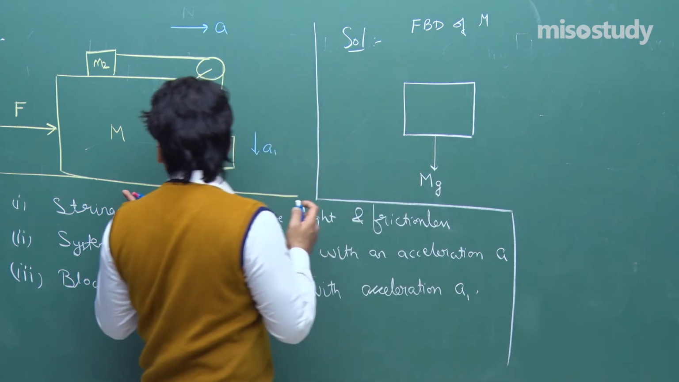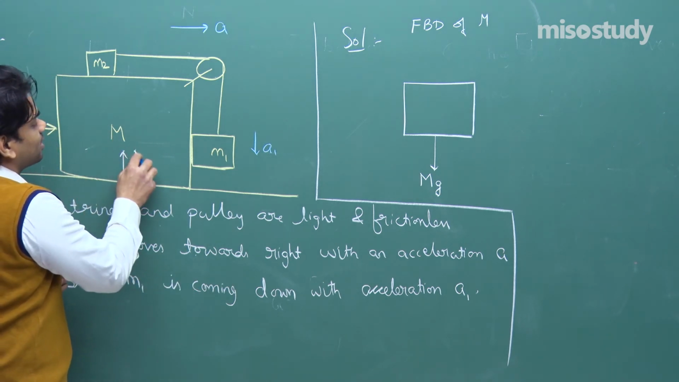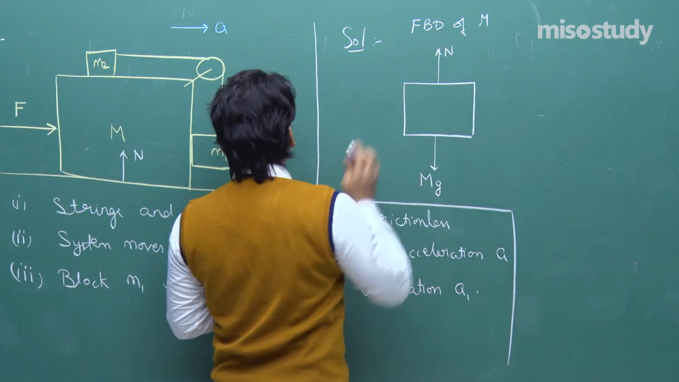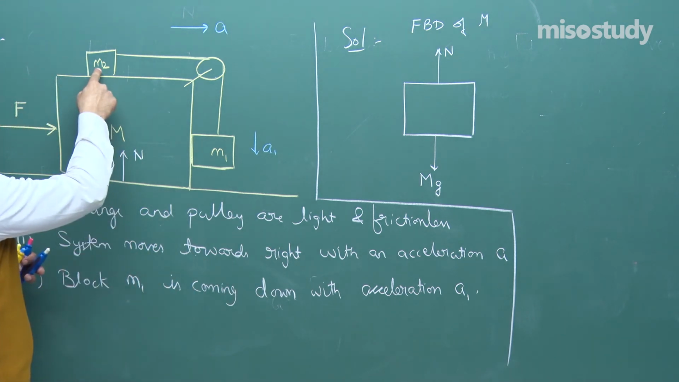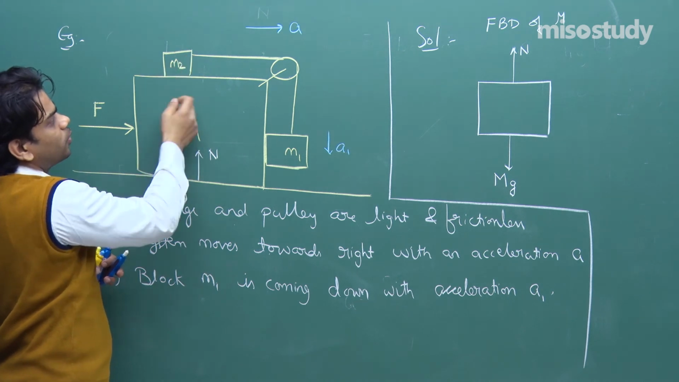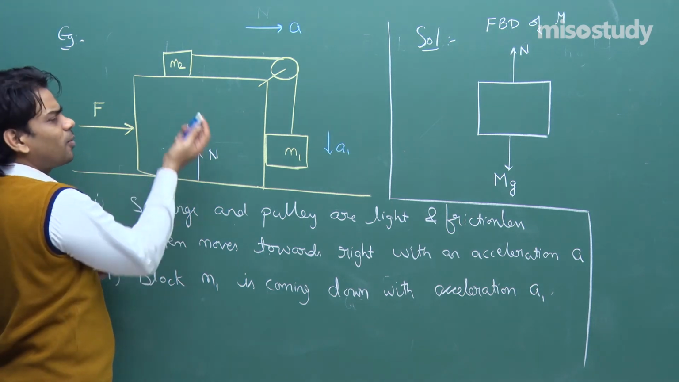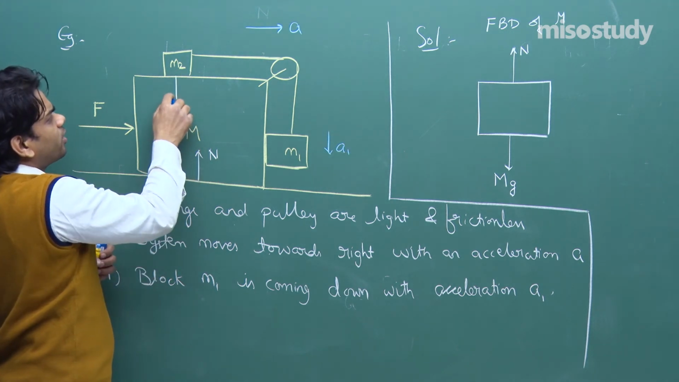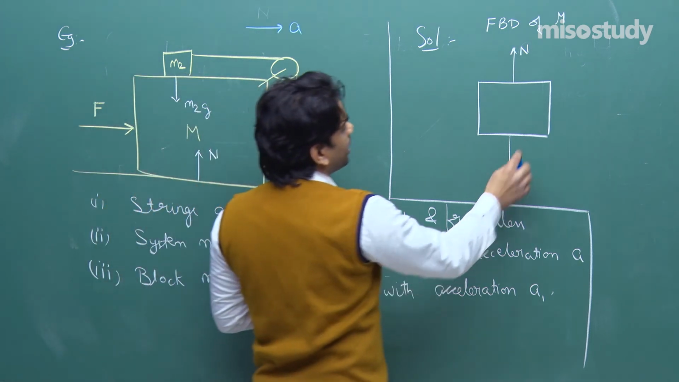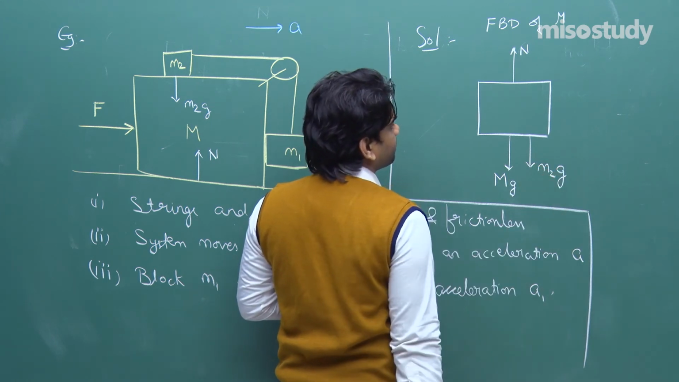Now this surface will provide a normal reaction upward. I am marking this normal reaction as capital N. Due to its weight, M2 will apply a normal reaction on capital M, and it will apply its weight on capital M. So I am also writing M2g acting in the downward direction on capital M.